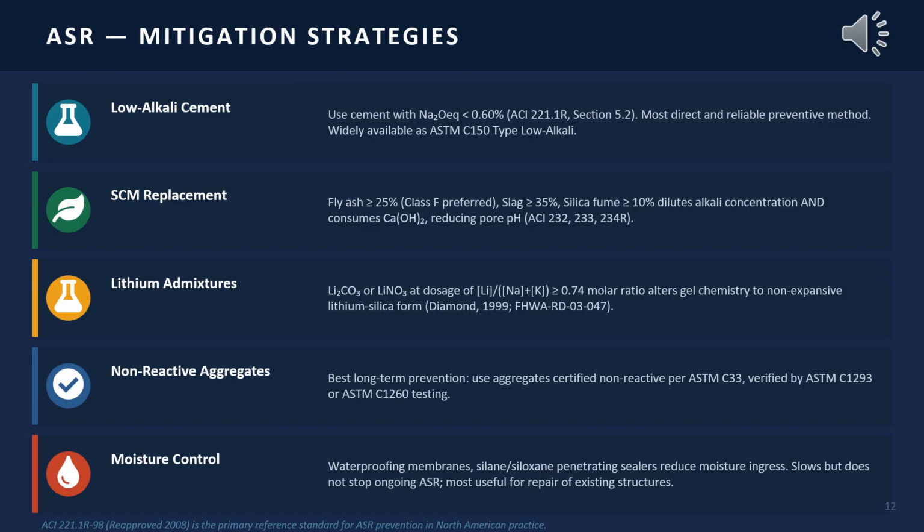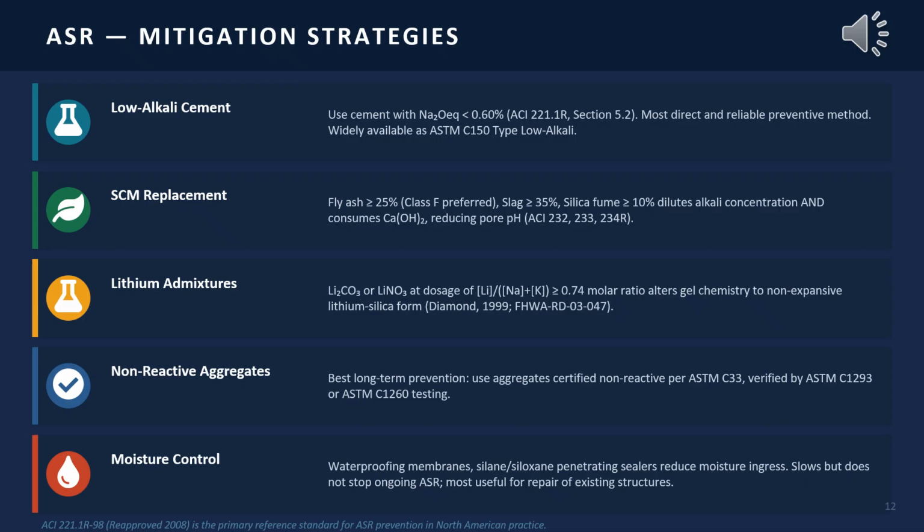Here is the good news. Alkali silica reaction is entirely preventable. We have 5 proven strategies. The most direct approach is using low alkali cement. ACI 221 recommends this as the most straightforward preventive measure. When this is combined with a low total alkali loading in the mix, the risk drops dramatically.